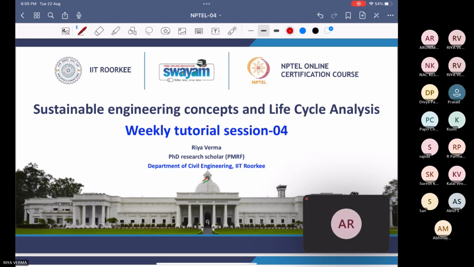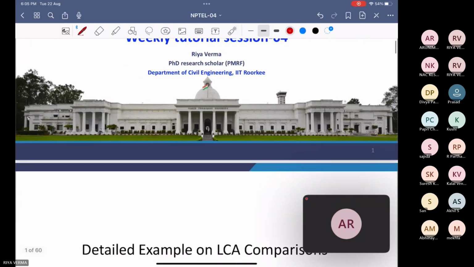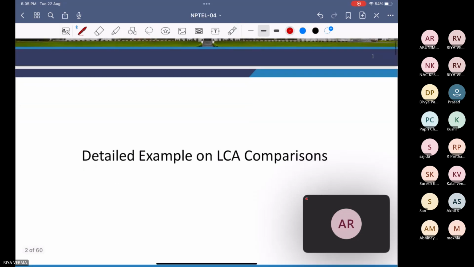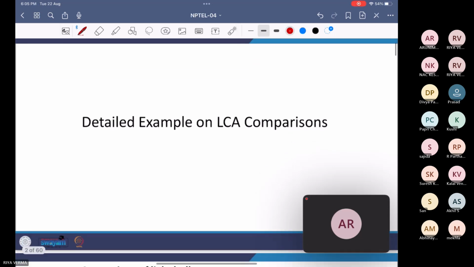Yes, ma'am. Okay. So, shall we start with our session for week 4 lectures? Earlier, we discussed the methodology for the life cycle assessment. Now, in week 4, we will look into some other examples on how to perform the life cycle assessment, and also we'll talk about the framework and methodologies, the ISO standard method that is used for doing LCA. We'll have a look into that as well.